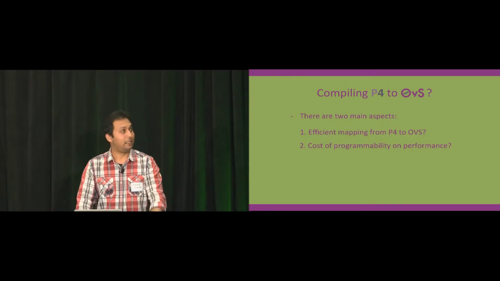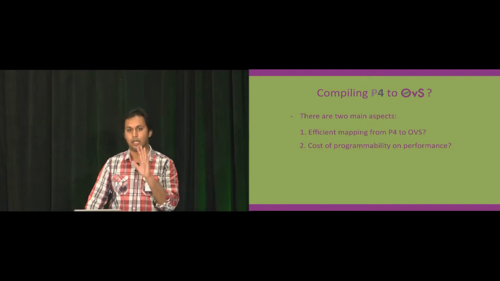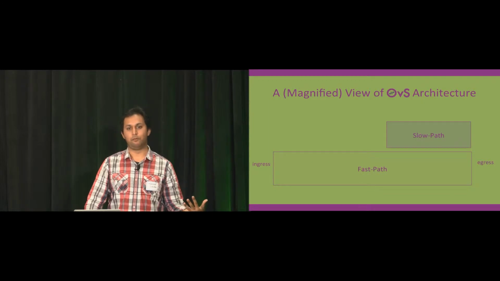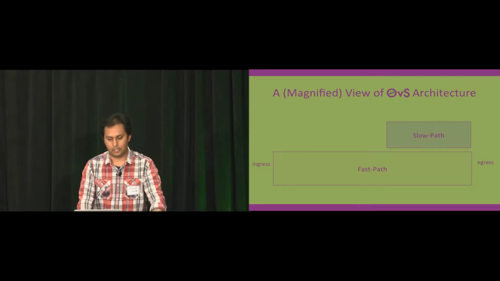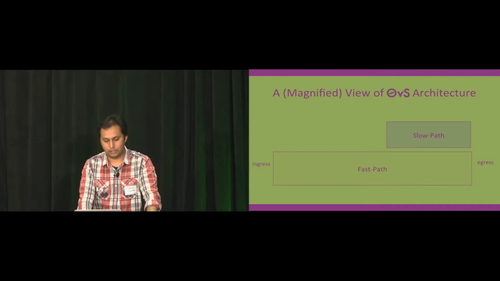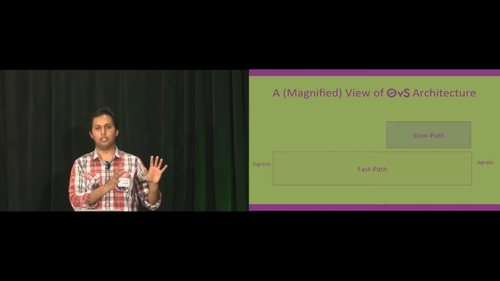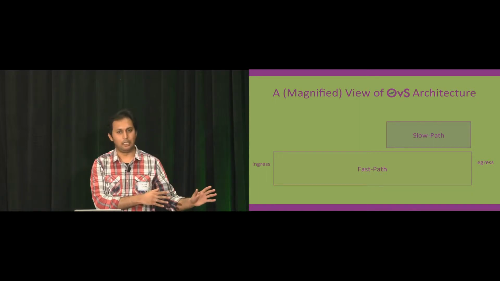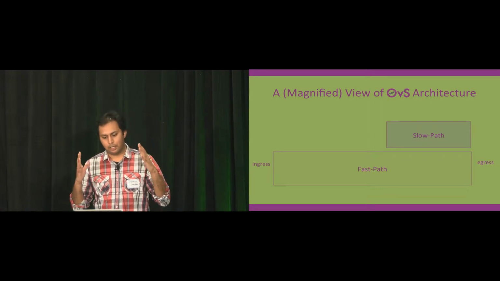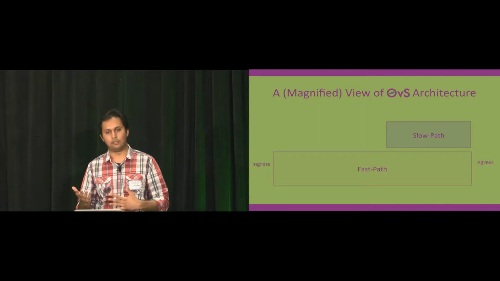Okay, so before attacking these two aspects individually, I'm going to give you a brief intro about how I look at the OVS, and then I will try to map different P4 features onto that architecture. So here's a very simple and magnified view of an OVS architecture. In OVS, irrespective of whether you're talking about a kernel data path or an OVS DPDK-based implementation or whatnot, at an abstract level, there are two partitions in an OVS switch. One is the fast path, the second is the slow path.